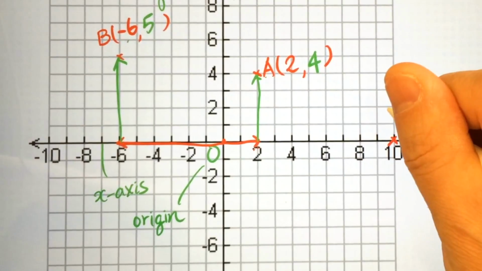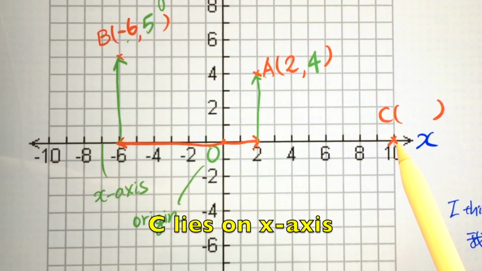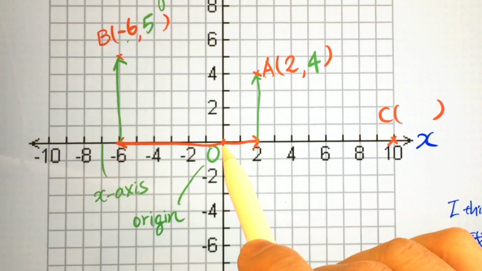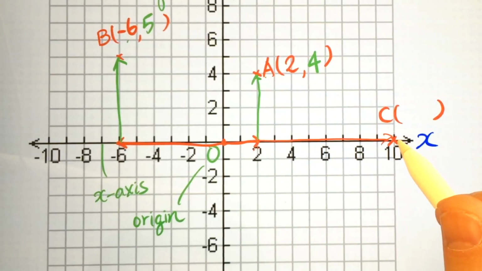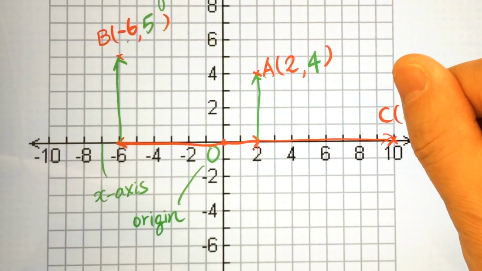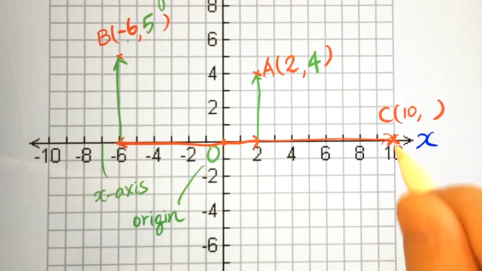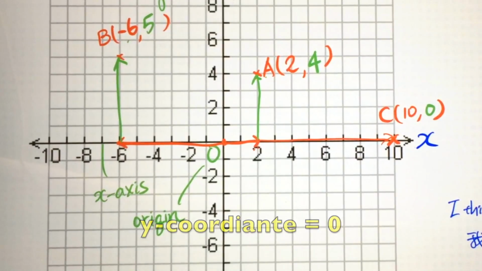Let's say point C right here. Point C is on the x-axis. Let's do the same thing. First of all, we start from the origin O and then move to the right-hand side to reach this position of point C. Therefore, the x-coordinate is 10. But this time, we don't need to move upwards. The y-coordinate will be 0.